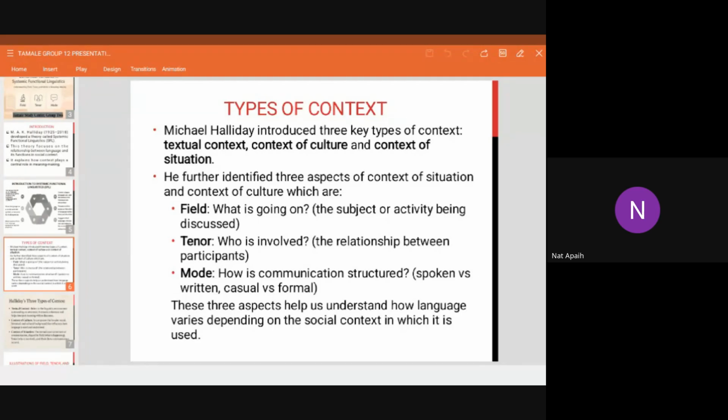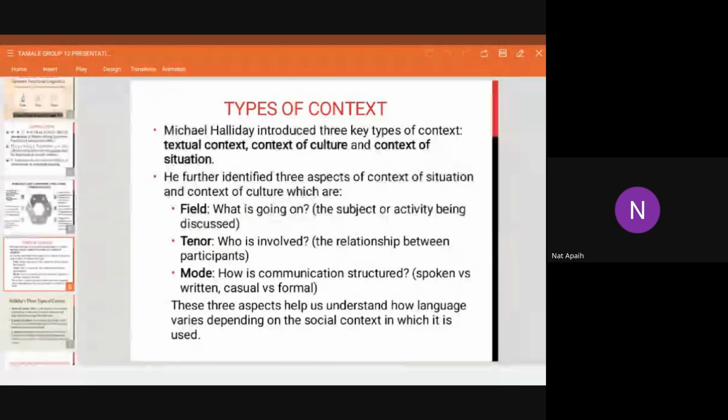And then he further identified three aspects of context of situation, which means that under the three main contexts, under the context of situation and culture, he further identified three aspects of them, specifically the context of situation. And these are the three. So we have the field, we have the tenor, and then we have the mode. All these three aspects are under the context of situation.